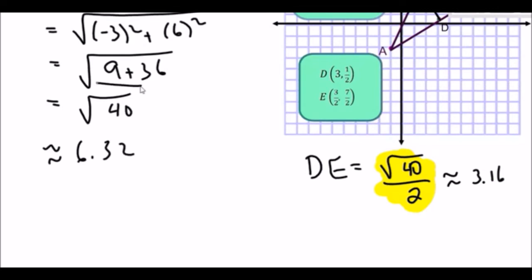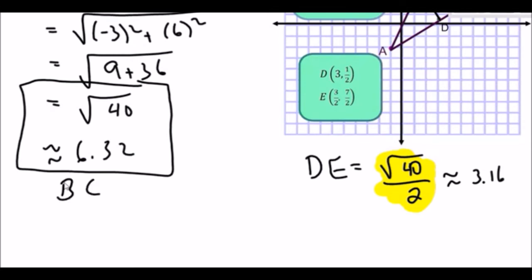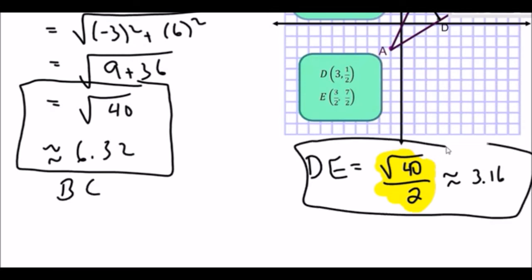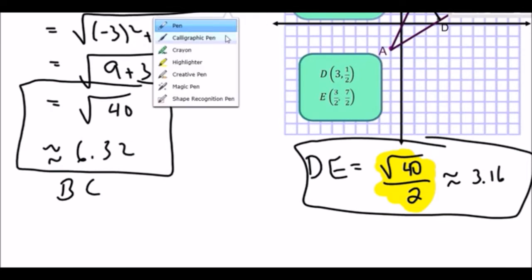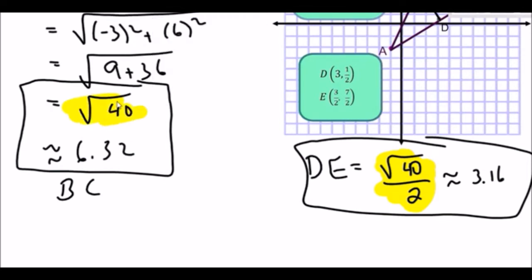So if you compare the length of BC to the length of DE, you can definitely see, if you look at the radical sign, and let me highlight this one, that for BC I have root 40, and for DE I have root 40 divided by 2, which is half of root 40. You can also compare the decimals: 6.32 divided by 2 is 3.16. So therefore, DE is half the length of BC.